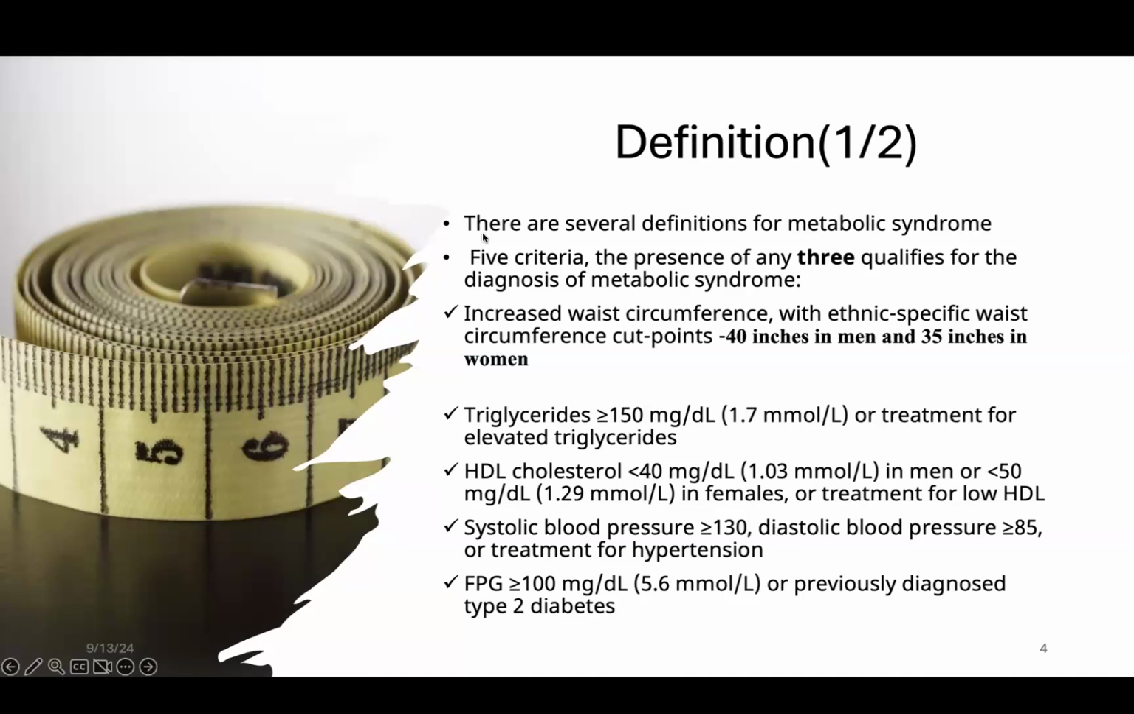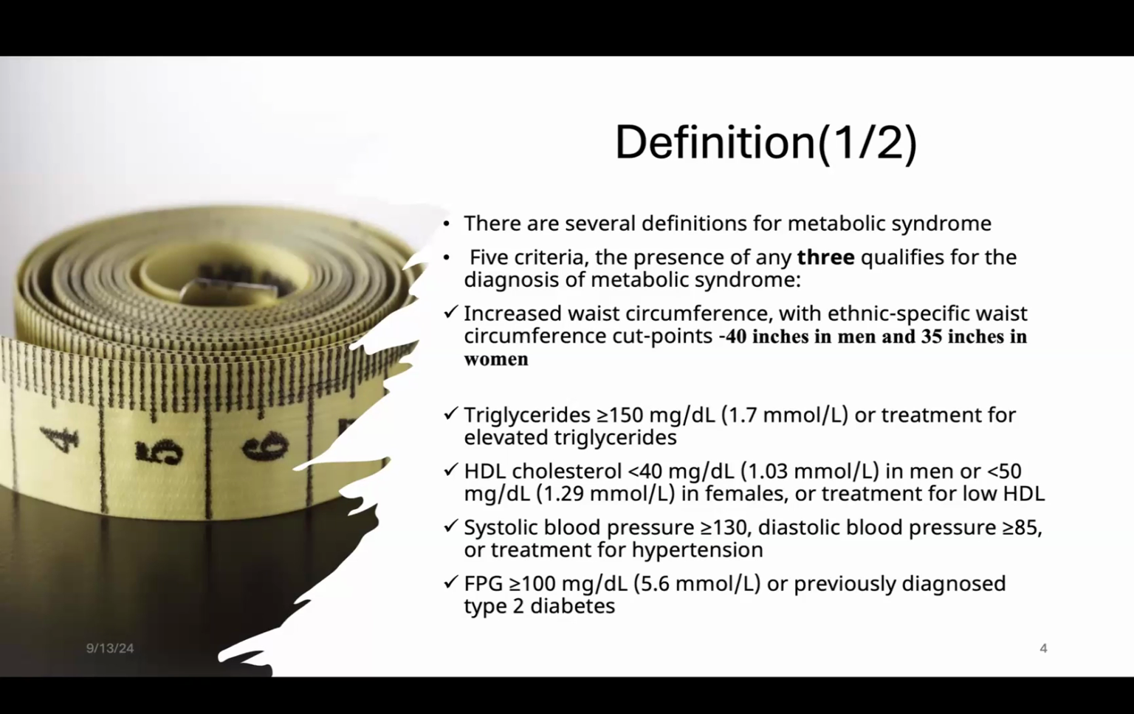The first one is an increased waist circumference, which has a lot to do with ethnicity. But generally, if you are a man, your waist circumference shouldn't be more than 40 inches, which goes to about 102 centimeters. And if you're a woman, your waist circumference shouldn't be more than 35 inches, which counts to about 88 centimeters.